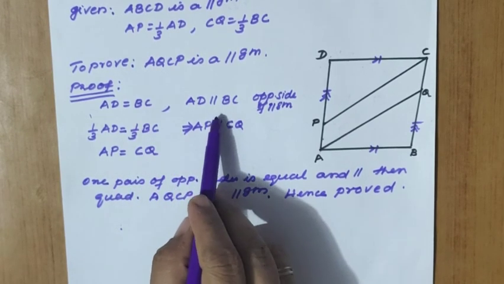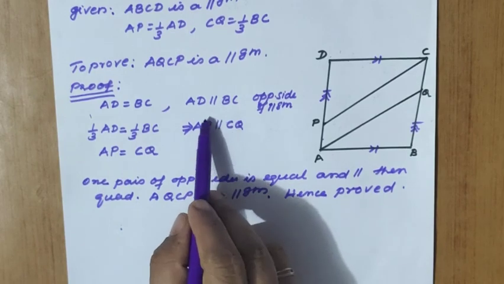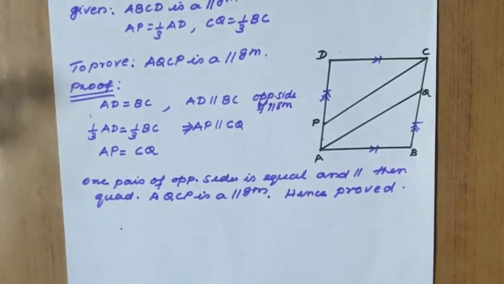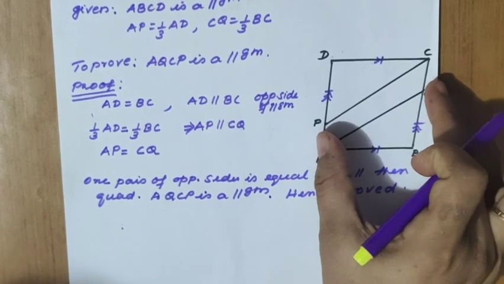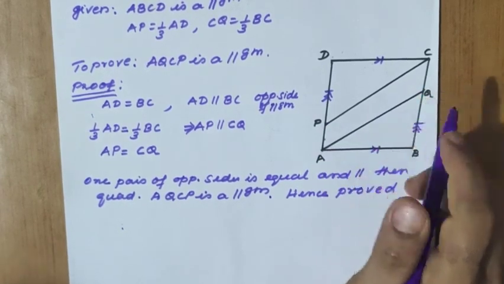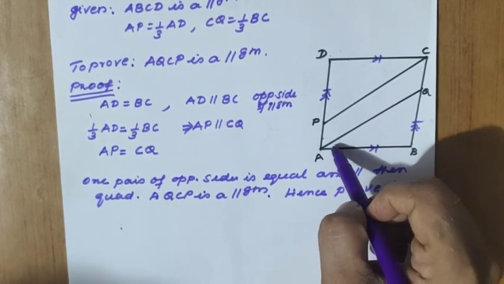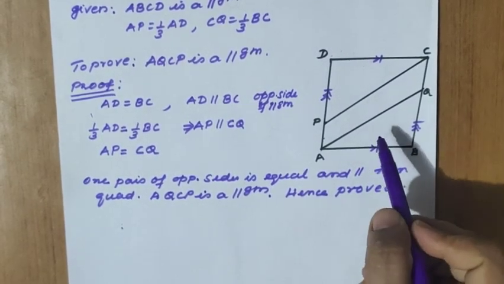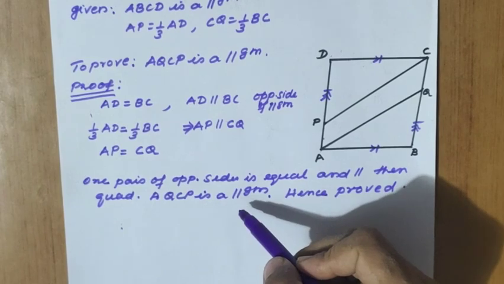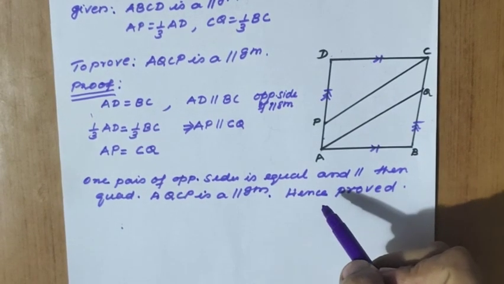Now what is the other concept here? Parallel. So AD parallel to BC means AP parallel to CQ. So now what we got, APCQ, if you consider, it's a quadrilateral because four sides are there. Now one pair of opposite sides is equal and parallel. That is the concept here. Therefore the quadrilateral AQCP is a parallelogram.